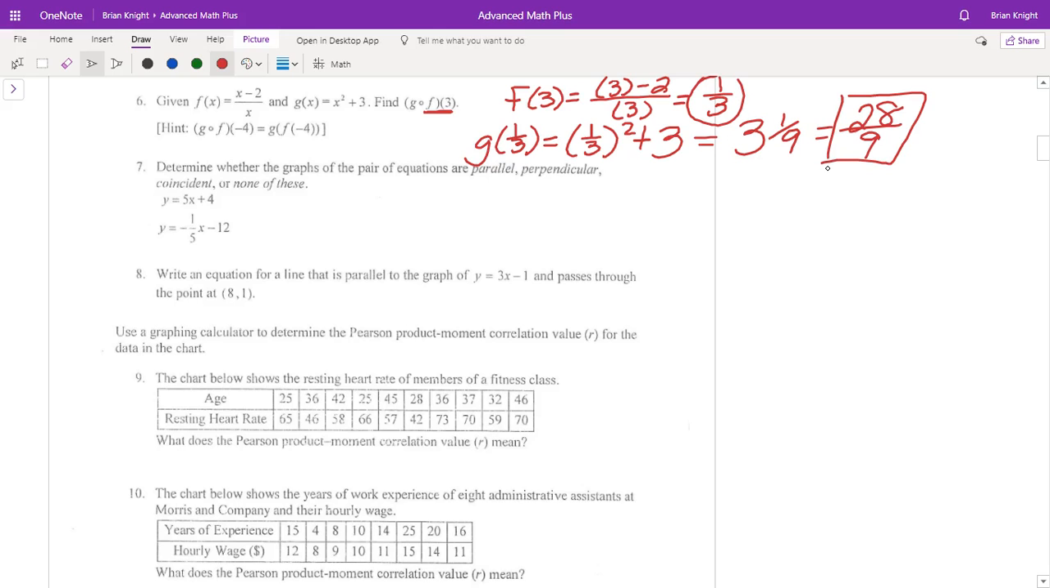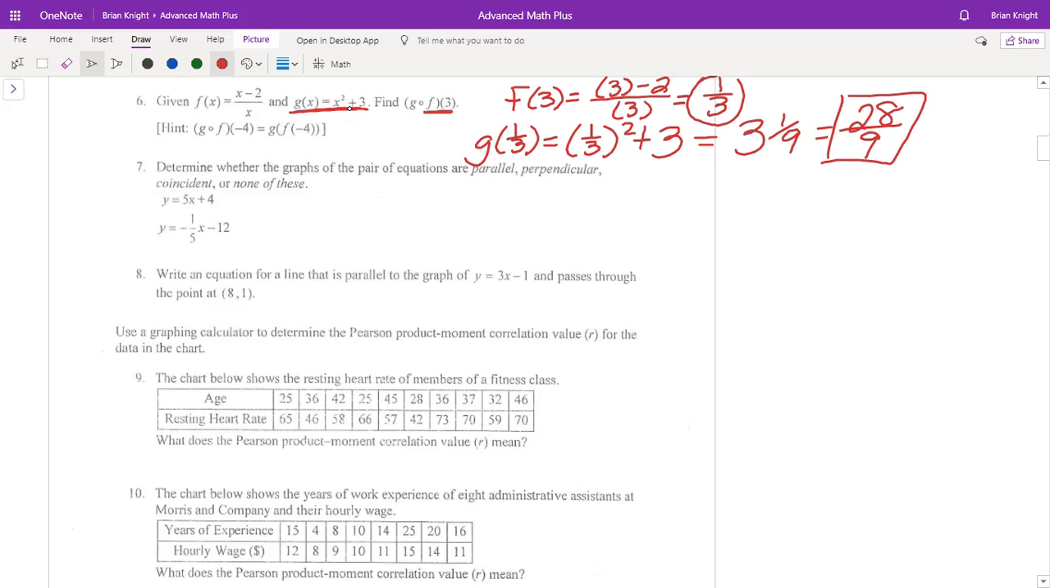Okay. Where did you get the 1/3 squared plus 3 at? That's what g of x was. X squared plus 3. So what am I plugging in for x? 1/3, and you figure it out. Okay? Tried to make these as easy as I could.